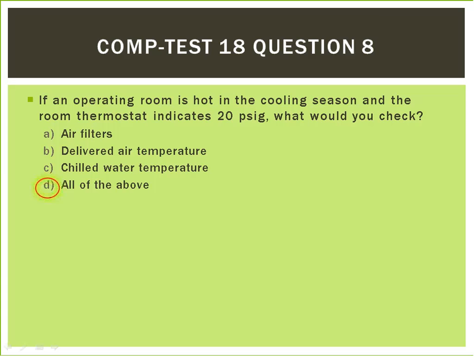Answer A is correct because dirty filters could be reducing the amount of airflow being delivered by the system. Answer B is correct because since the room thermostat is calling for cooling, if delivered air temperatures are below desired, the cause may be due to a system cooling failure. Answer C is correct because chilled water temperatures that are higher than normal specifications reduce overall cooling capacity and could be the culprit.